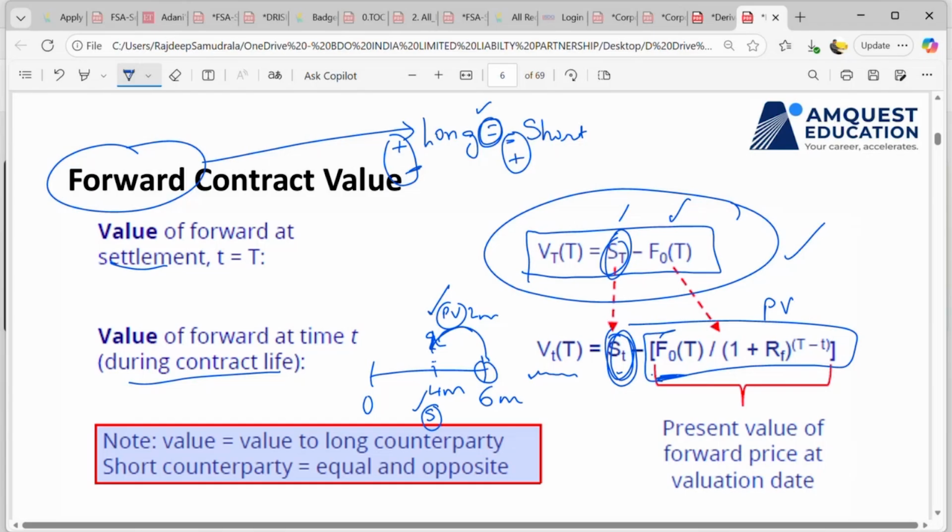So you learned value at 3 times. At time 0, value is 0. At time t, during the life, the value is the difference between the market price and the forward price. But since it's during the life, you discount the forward price by the remaining life of the contract. If there are 2 months left, I'll discount for 2 months. So this t is nothing but the remaining life. For that you discount.